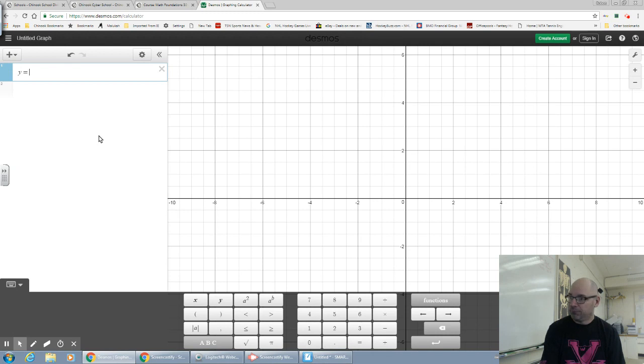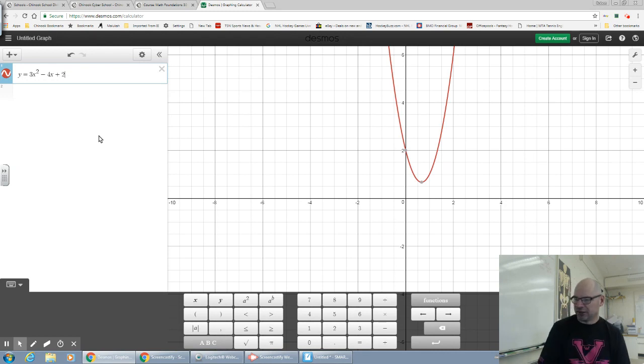Y equals. Okay, and then let's go 3x squared. So 3x, and then to go to the squared, you push the caret button above the 6 on your keyboard. So that's shift, caret button, and it moves it up. Or you could click it on the bottom there where you see the keyboard is. 3x squared, and then push my arrow key forward so that it comes down, minus 4x plus 2. I don't want to put a space there. Plus 2. Okay, so there is my graph, and we're going to change it a little bit as we go.